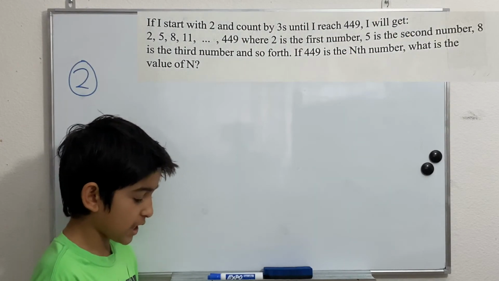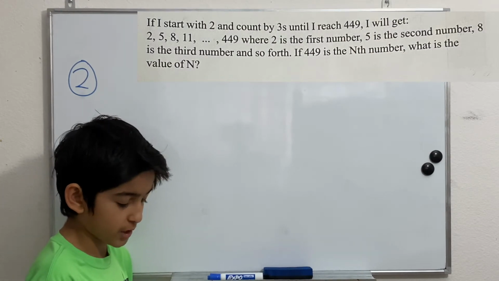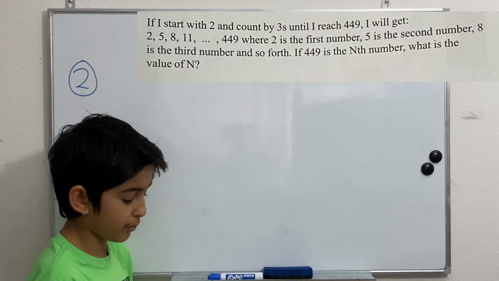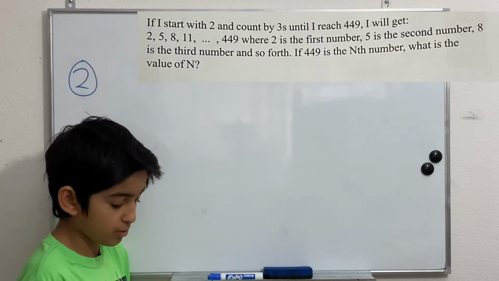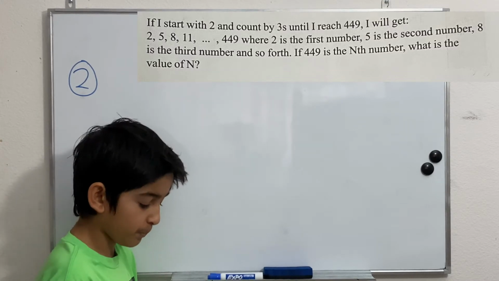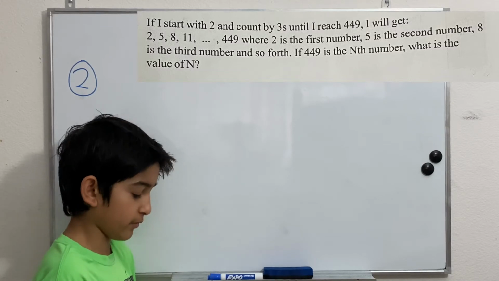Problem 2 says, if I start with 2 and count by 3s until I reach 449, I will get 2, 5, 8, 11, and so on, up to 449, where 2 is the first number, 5 is the second number, 8 is the third number, and so forth. If 449 is the nth number, what is the value of n?